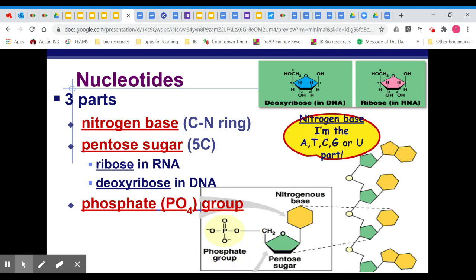So if you're looking at the structural formula, you're going to notice that you have a sugar attached to some sort of base attached to a phosphate group. So it should be pretty easy to distinguish these from, say, a carbohydrate or a lipid or a protein.